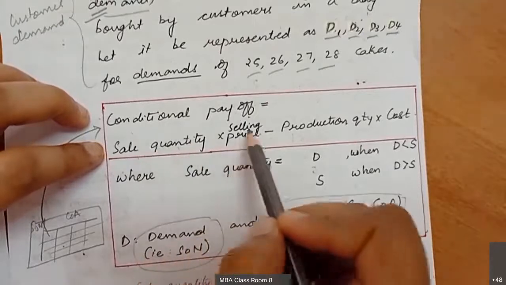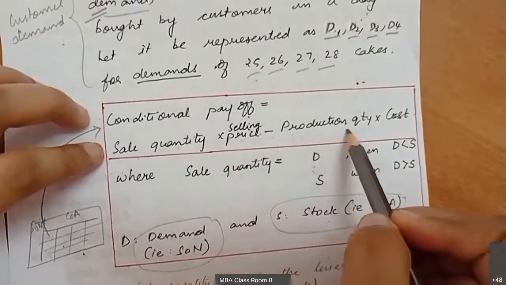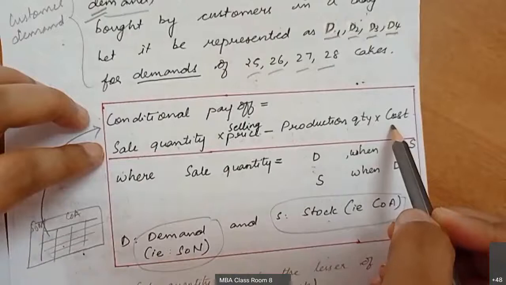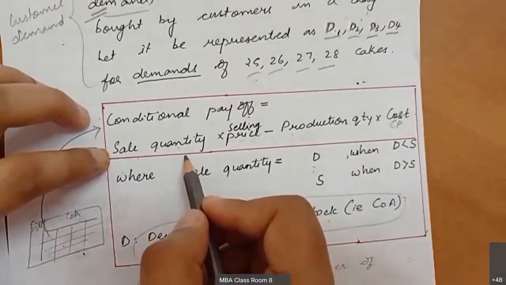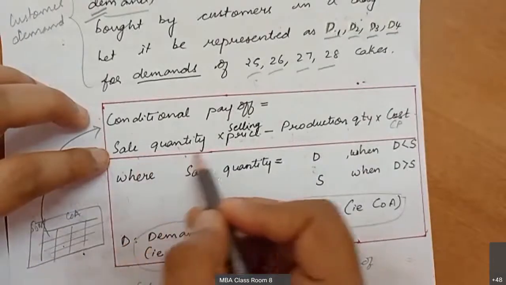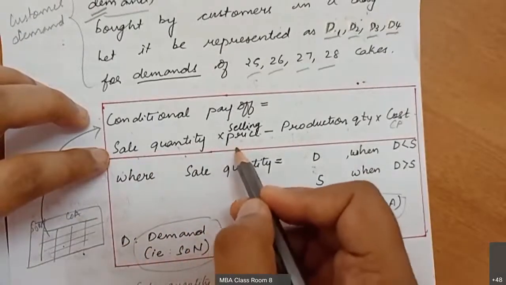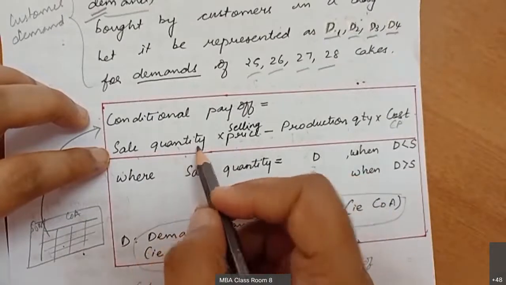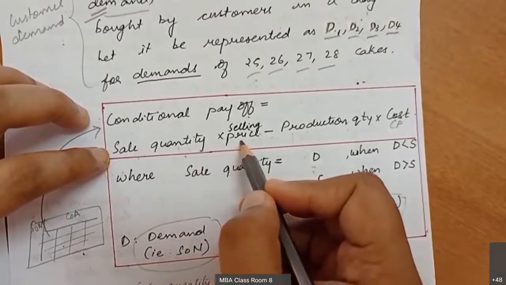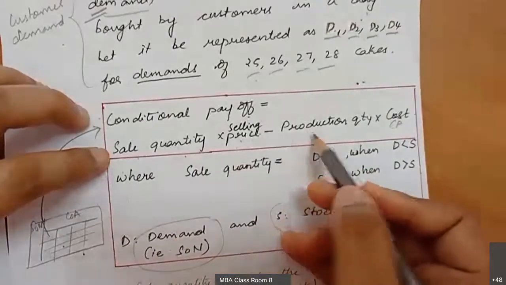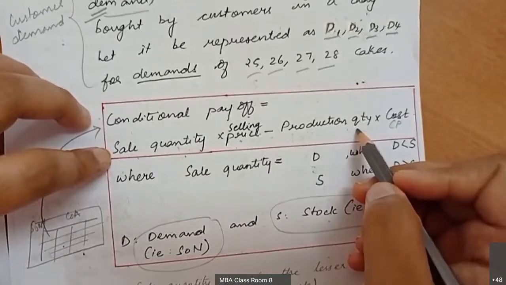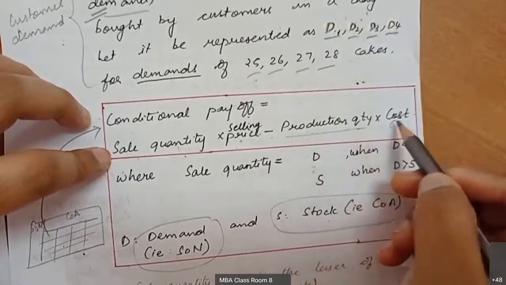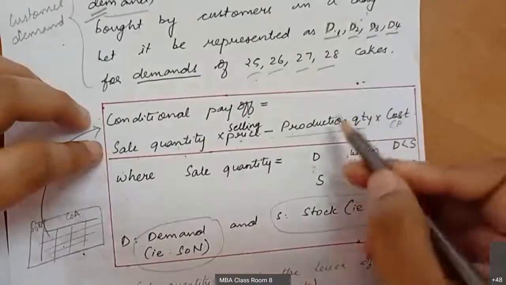The formula is: sale quantity into selling price minus production quantity into cost price. Sale quantity means how many cakes are sold that day, multiplied by the selling price. Production quantity means how many cakes the shopkeeper bought that day, how many cakes he stocked, multiplied by the cost price. He has some cost associated.